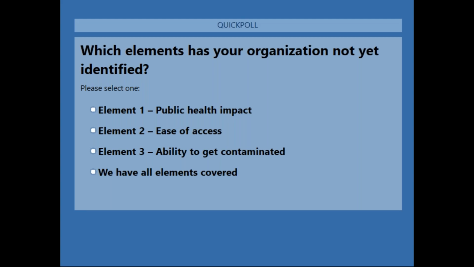Yes. Okay. So the next poll is, which elements has your organization not yet identified? Element 1, public health impact. Element 2, ease of access. Element 3, ability to get contaminated. Or we have all elements covered. We are going to give 20 more seconds for you to select an answer. Okay, we're closing the poll now.